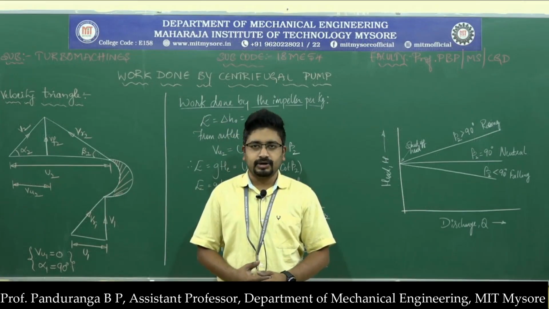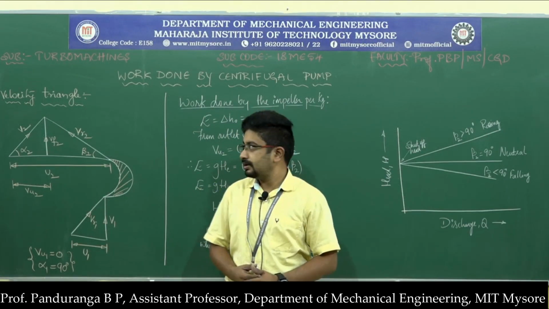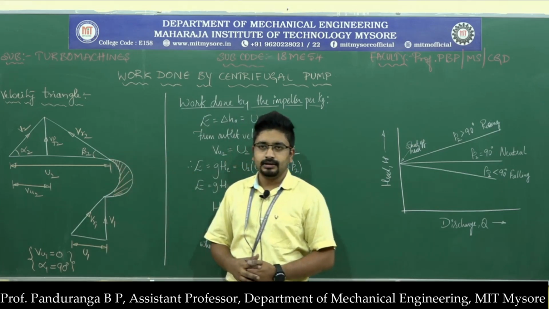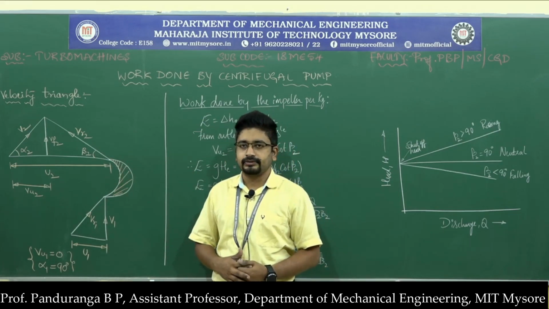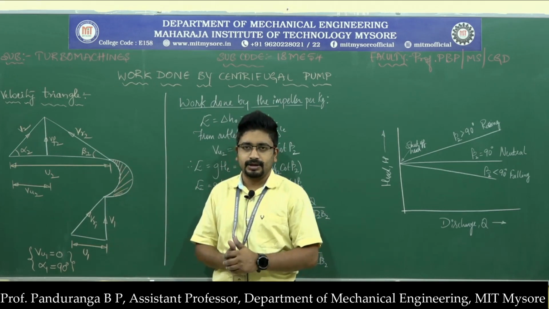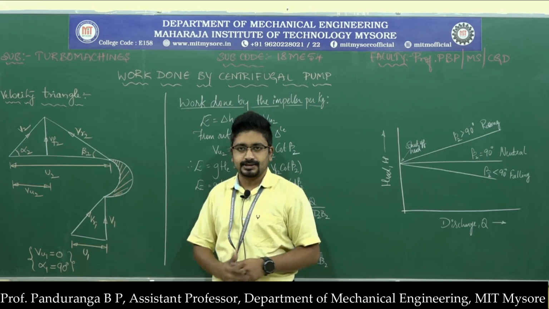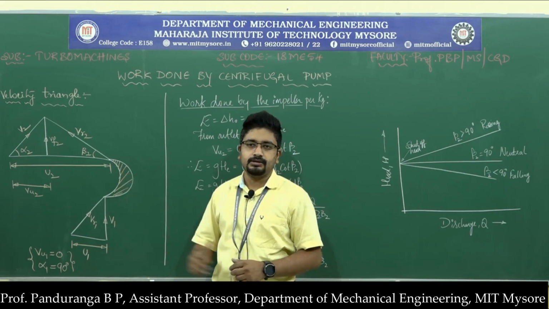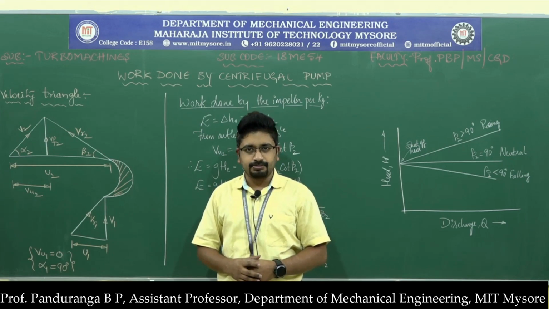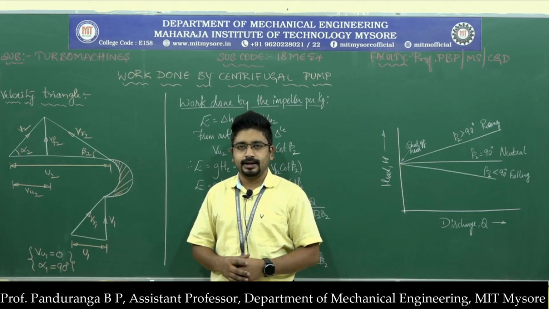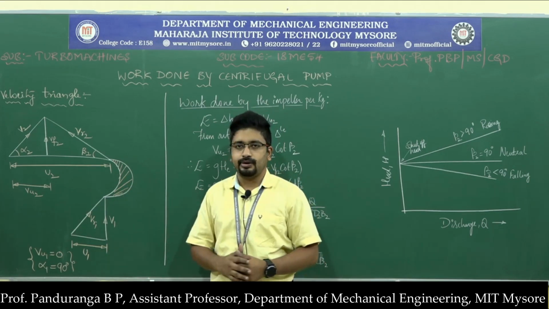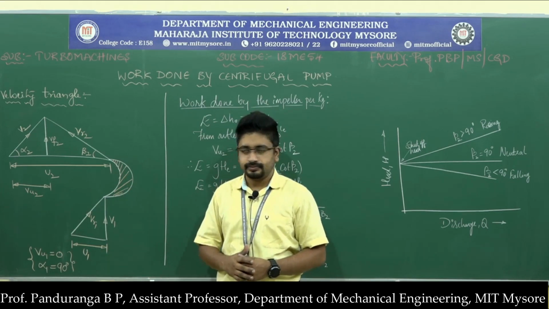Now let us look at the work done by the centrifugal pump. Before going to the work done, let us understand the velocity triangle at the inlet and outlet of a centrifugal pump. So here we have a vane of a centrifugal pump. This is just for representation. This is not the actual shape of the vane which we use in our centrifugal pumps. For centrifugal pumps, the vanes will be radial. So this is not the actual representation.